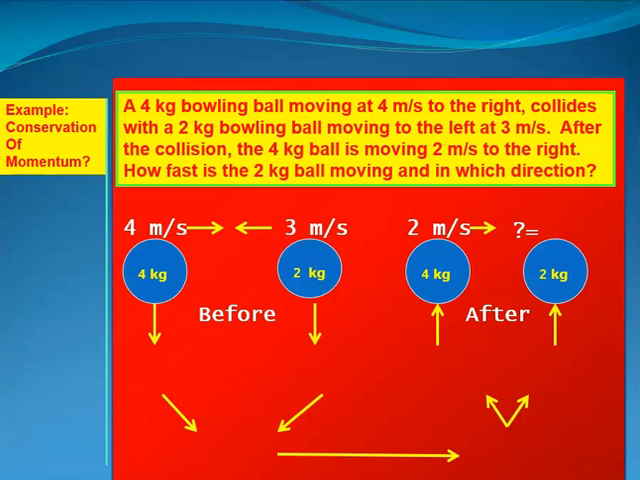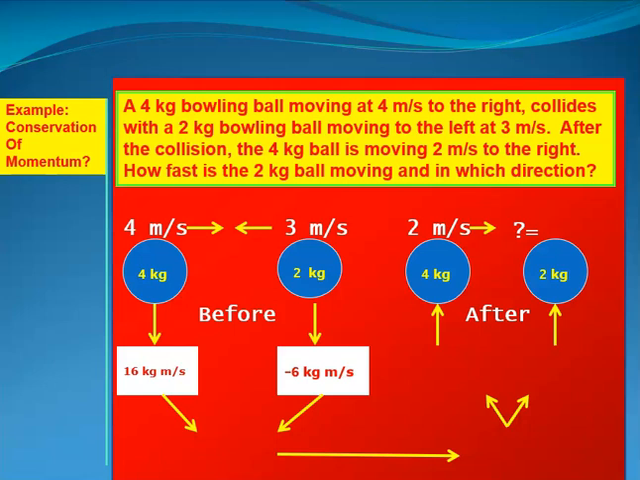Okay, so what we're going to do is multiply 4 meters per second over on the left times 4 kilograms. That will give you a momentum of 16 kilogram meters per second. Now the second bowling ball, the 2 kilogram bowling ball, is moving 3 meters per second to the left. So that means it's a negative 3 meters per second. So that's going to give you negative 6 kilogram meters per second. So the total momentum of those two bowling balls is 16 plus negative 6, which will give you 10 kilogram meters per second of total momentum before the collision.